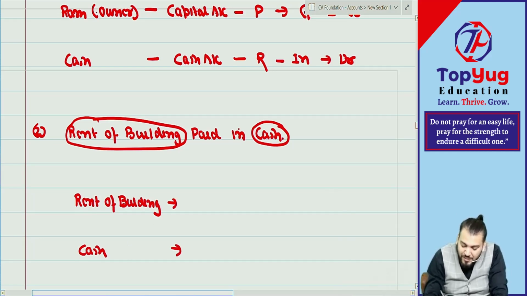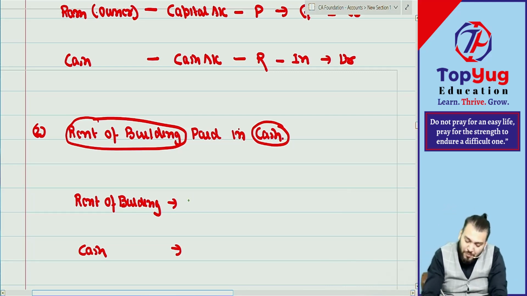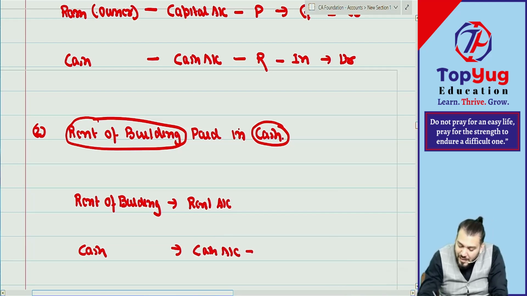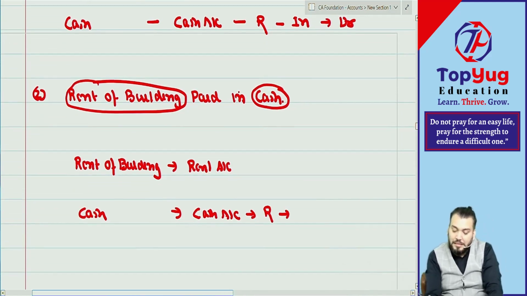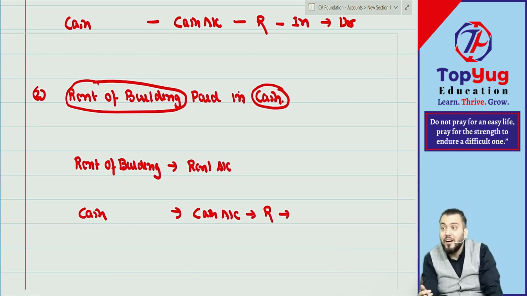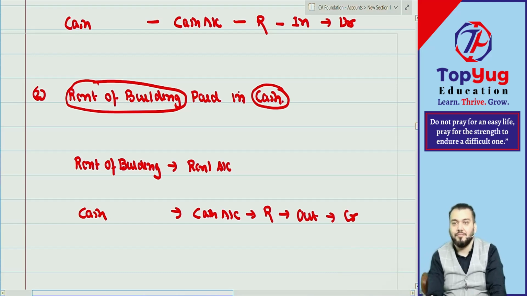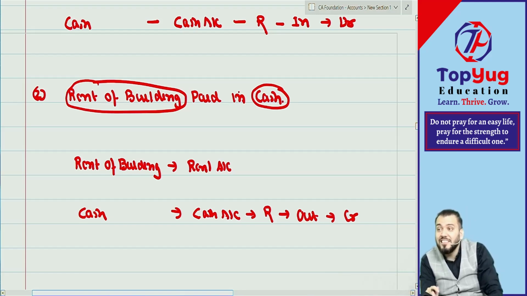Now I already said that if there is no special term, we'll open which account? Rent account. For rent I have given no special term. We'll open which account? Rent account. And for the cash account, cash is a real account. Correct? For the debit what comes in, credit what goes out. So is cash coming in or going out? Going out. So this too we have understood. This will be credited.